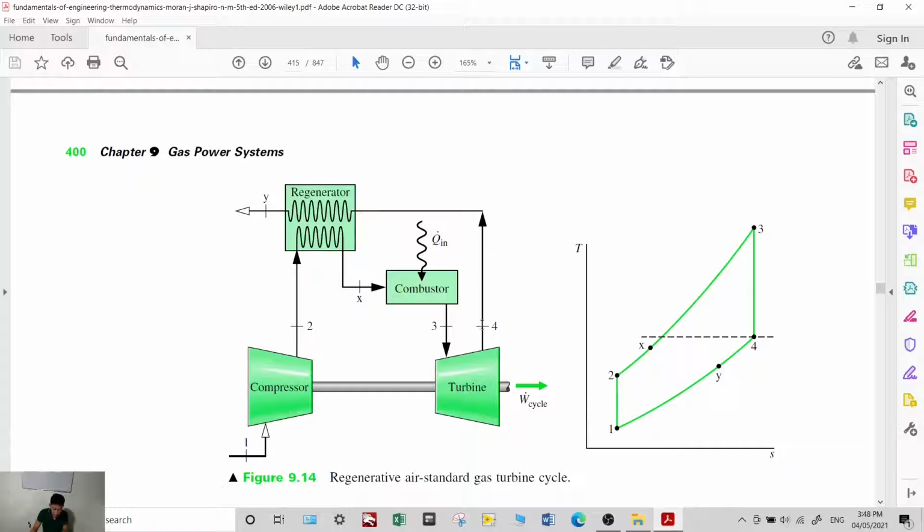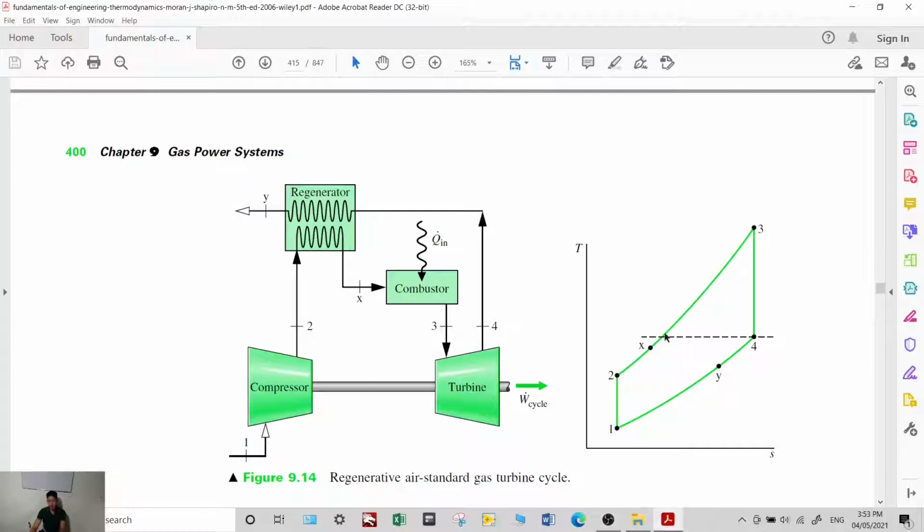So instead of the exhaust gas from the turbine being directly vented to the atmosphere, you pass it through a regenerator. The purpose is to preheat the air that is coming out of the compressor, so that less heat transfer is needed here. Instead of the heat transfer needed in the combustor being H3 minus H2, you save fuel because the temperature is increased from T2 to Tx, so the amount you need to supply is smaller.